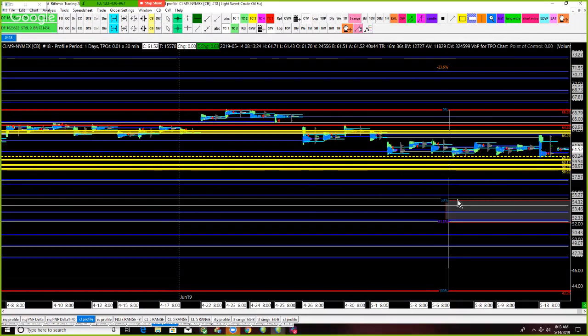B, I expect responsive buyers between the 55 area and the 52 area. First time in, great location. You should have it in big, bold letters on the top of your trade plan every day if you're trading CL: I want the location here.